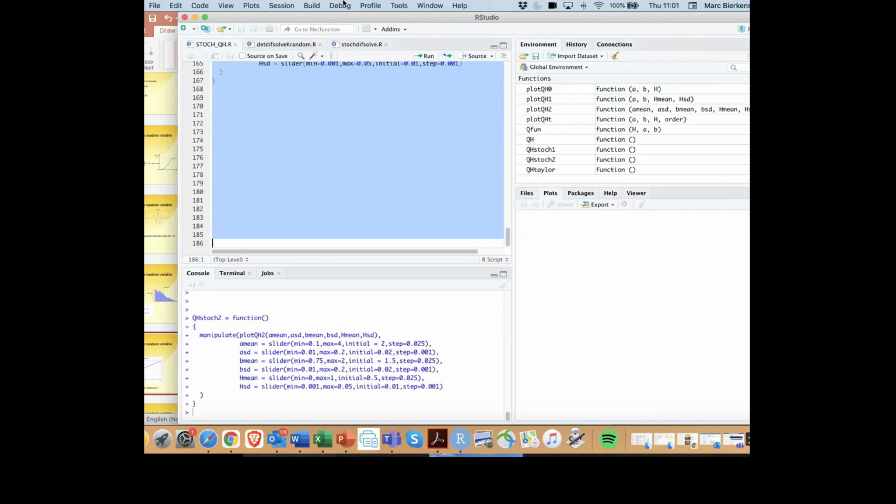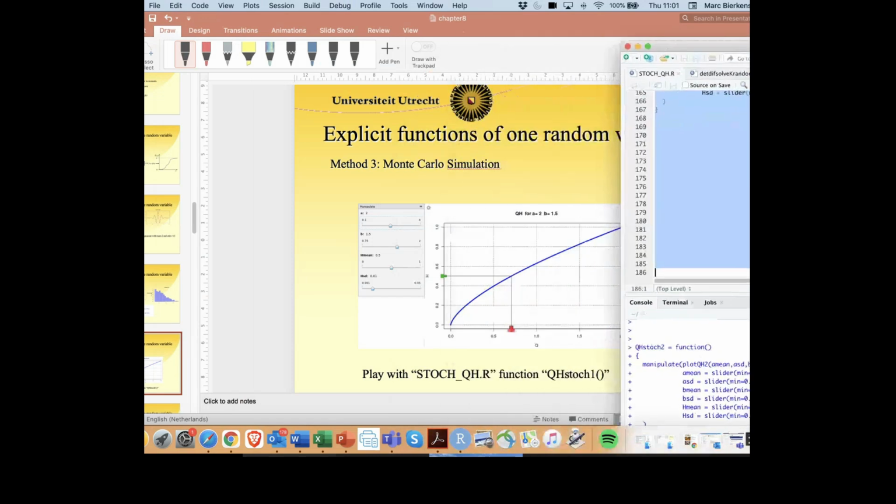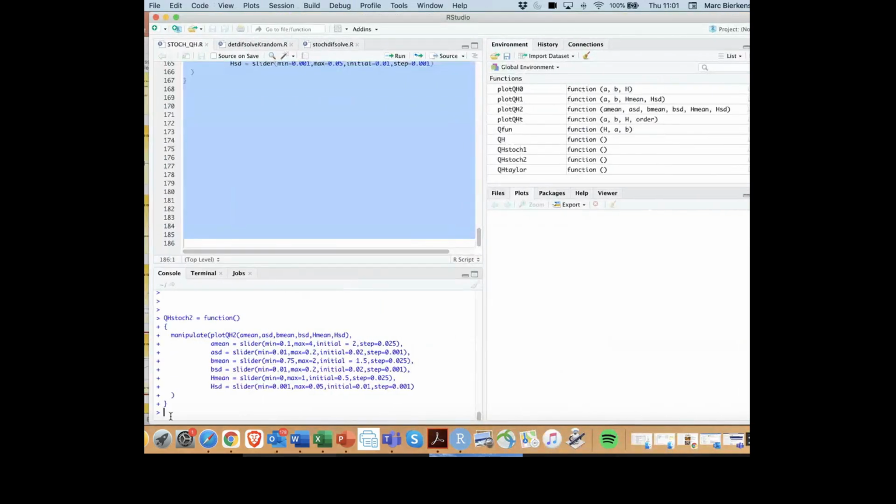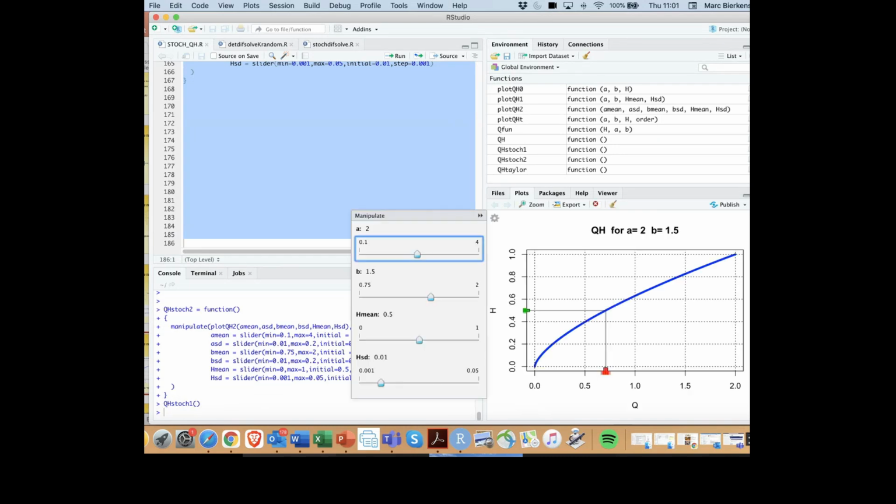qh.r out by qa stoch 1. So we just evaluate QH, stoch 1. And there we have it. This is the mean of H. We change the mean, then we get a higher Q, as you can see, obviously. We can also increase the variance, so we are more uncertain about the actual water height, and this gives us the distribution of Q.